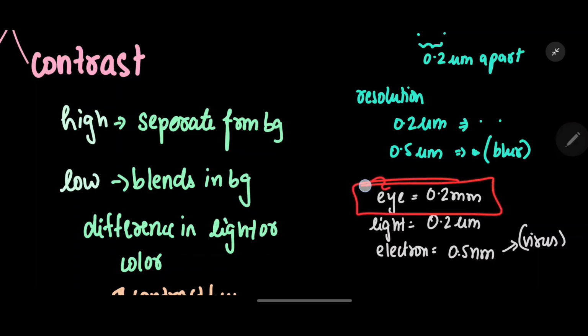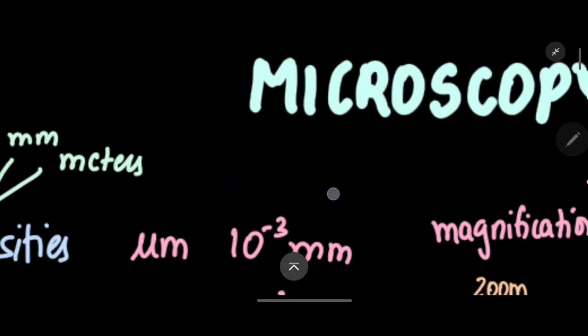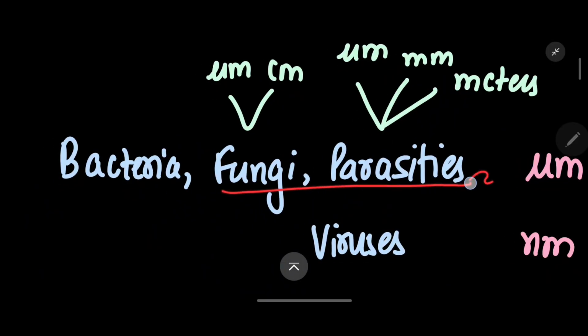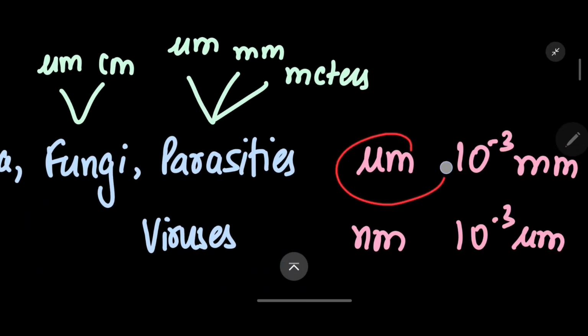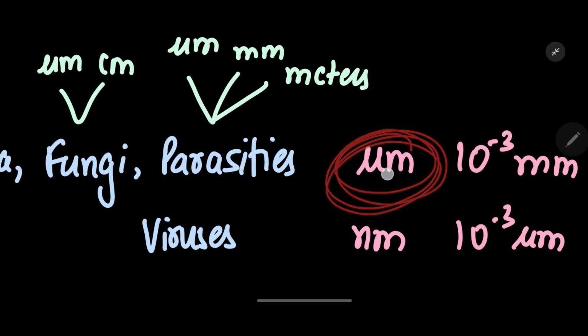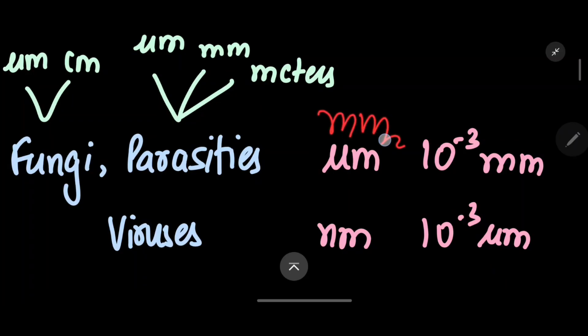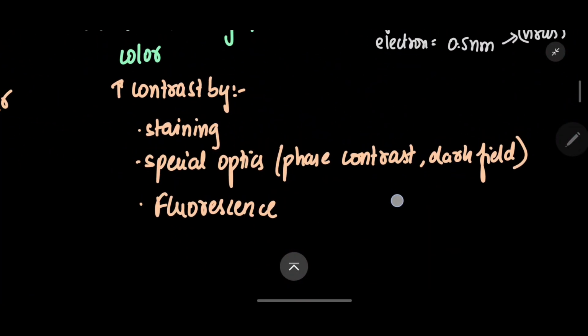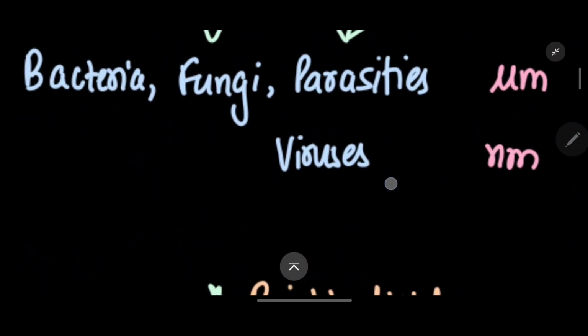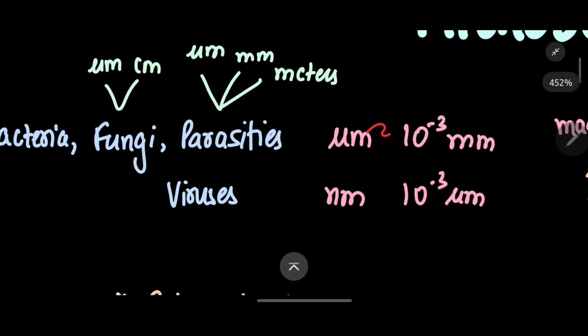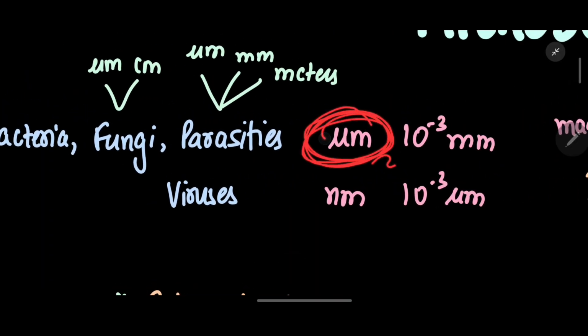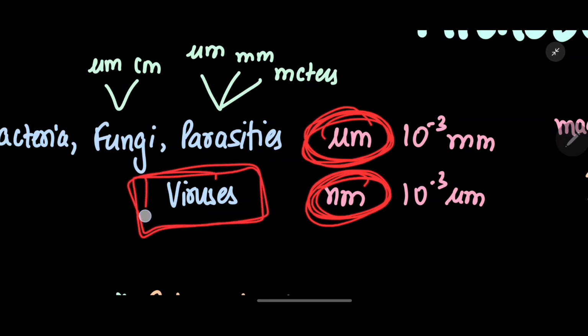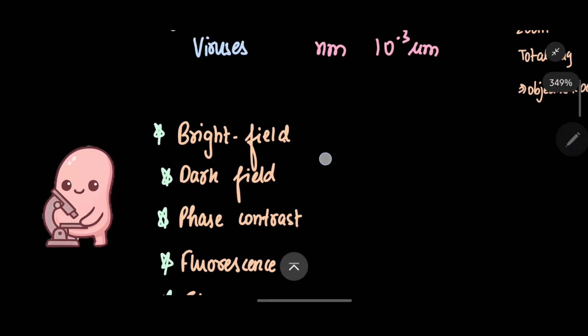So the human eye has 0.2 mm resolution. That's why we cannot see these bacteria, fungi, or parasites that are in micrometers, because our human eye can only see millimeters. Next, the light microscope, because it can see in micrometers, it cannot tell nanometers apart. That's why you cannot use a light microscope for viruses. Now that makes sense, right?